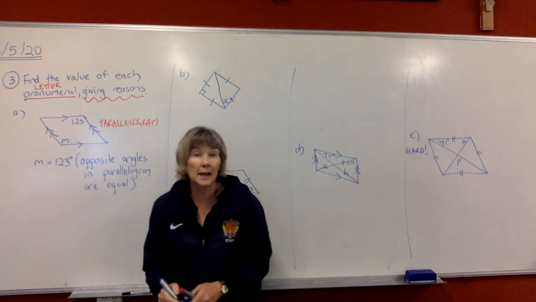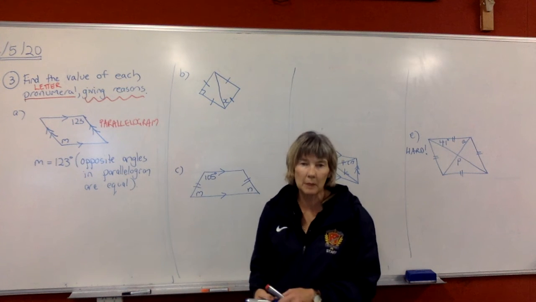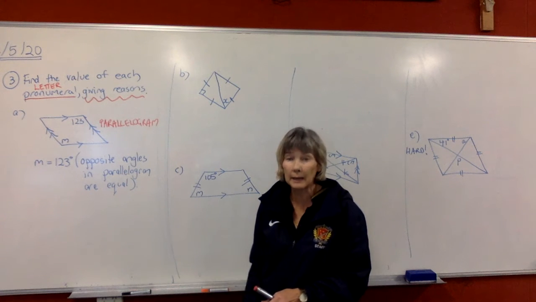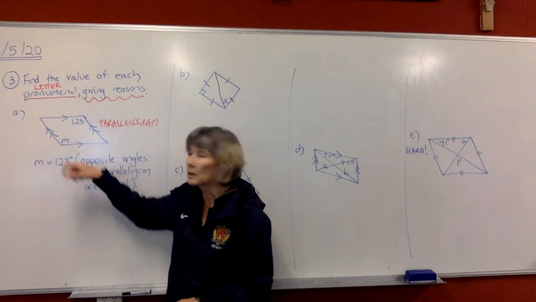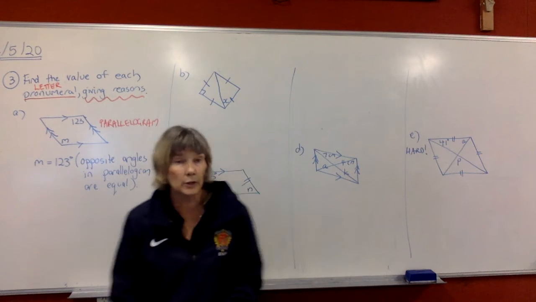I could say opposite angles in a parallelogram. I'm just going to leave the word a up. Doesn't make much difference to our marking. So opposite angles in parallelogram are equal. Here's your opposite angles. They're in a parallelogram and they are equal. So that's the answer to the question.